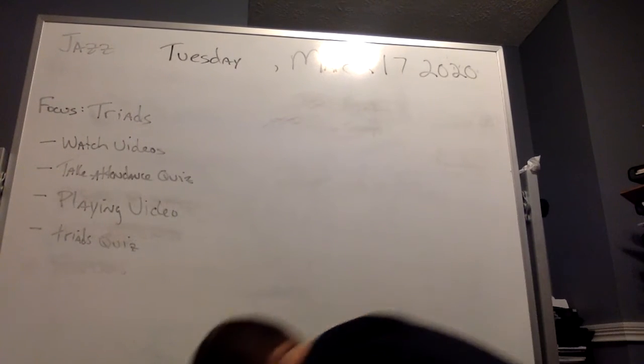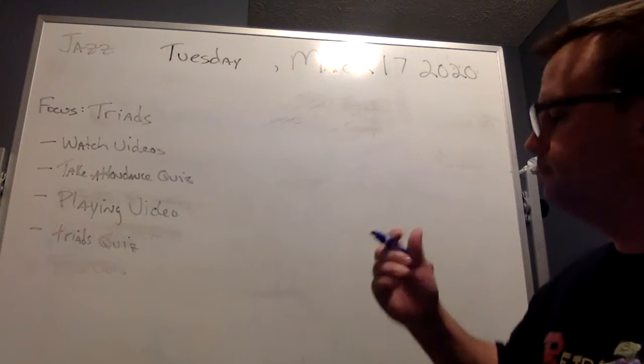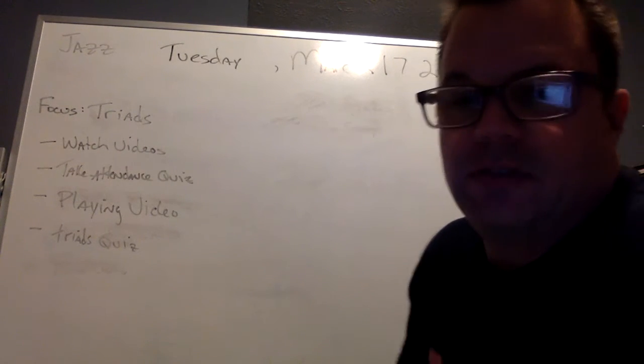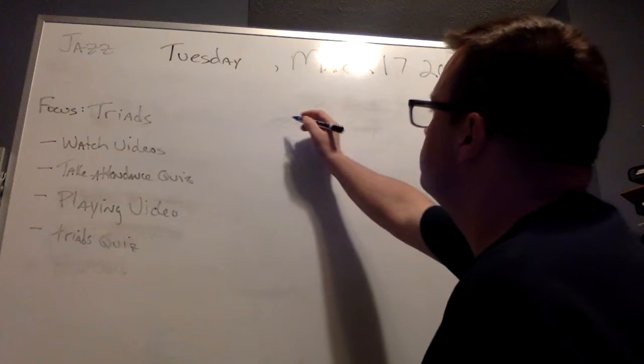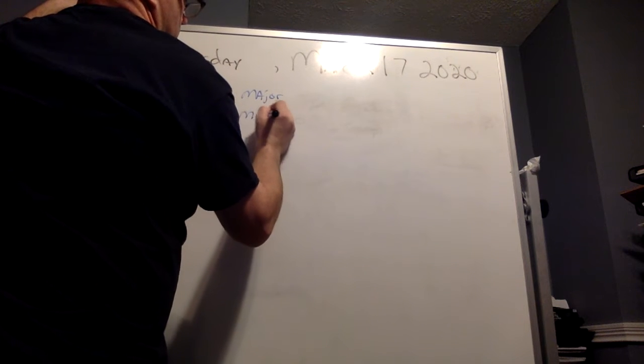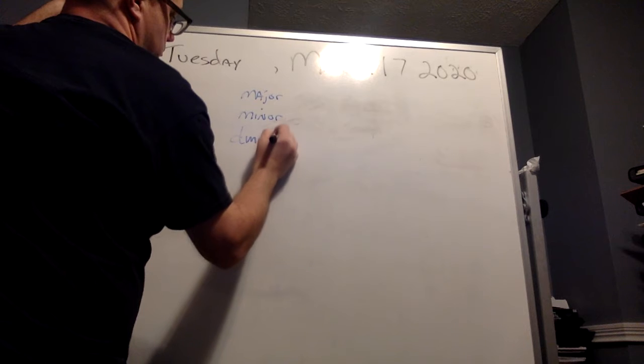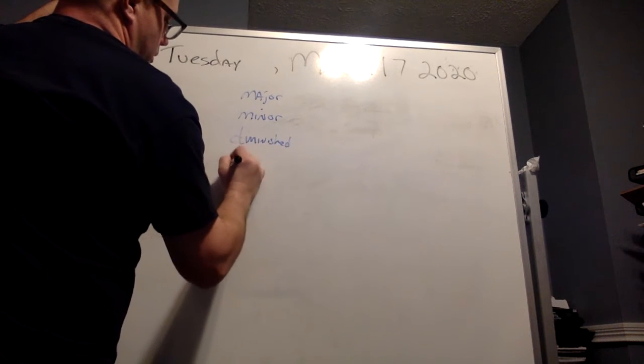Okay, let's get going on triads. Okay, so there are four types of triads. Major, minor, diminished, and augmented.